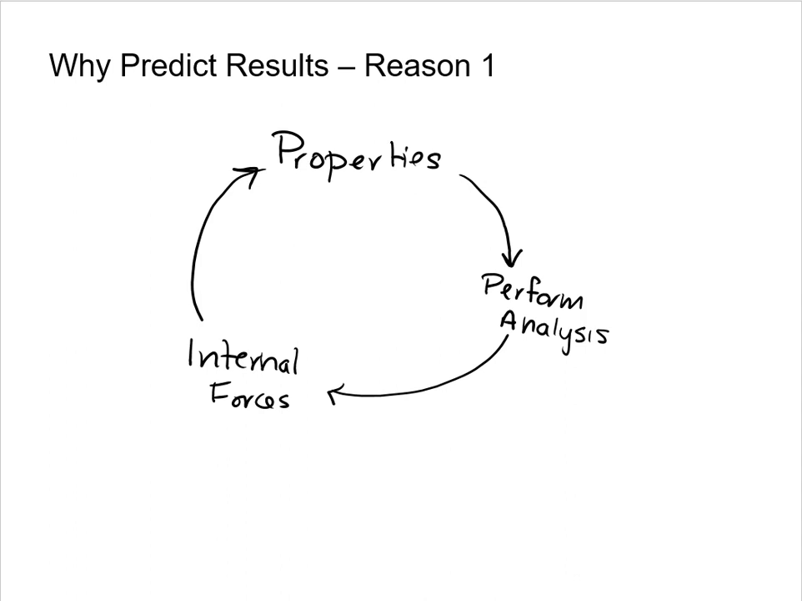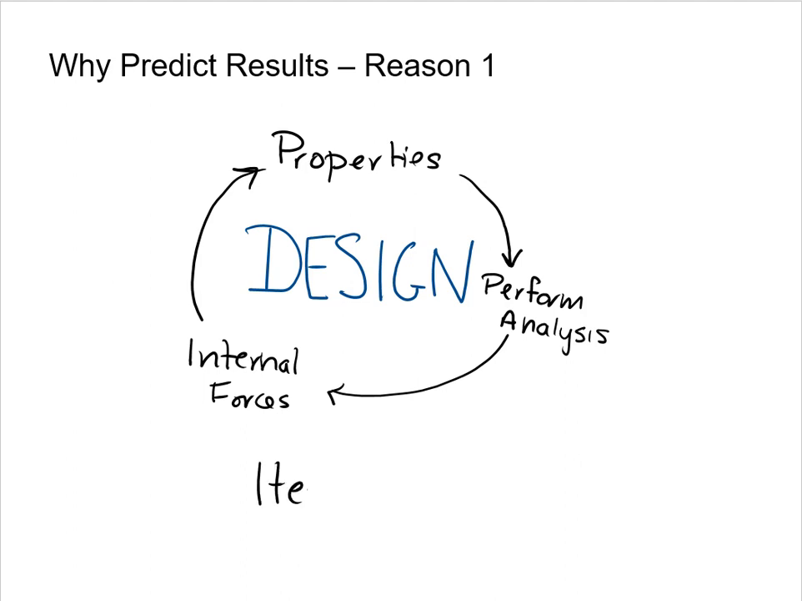Approximate analysis lets us obtain internal forces without knowing the material and section properties. We can then use those internal forces to make initial selections of the material and section properties for detailed analysis. Structural design is an iterative process. Select properties, perform the analysis, obtain internal forces, select new properties, reperform the analysis, obtain new internal forces, select newer properties. You get the idea. The better our initial selection of properties, the faster the design process converges.